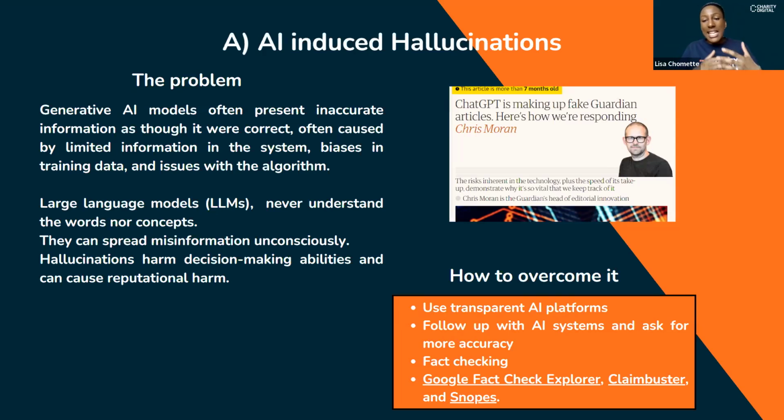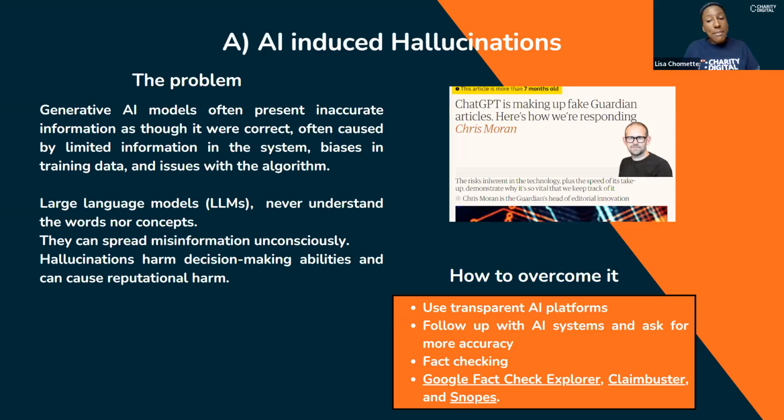So it can harm decision making and cause reputational harm. And we'll see later on in the presentation that it can really cause harm to charities. So the first step is to use transparent AI platforms that can boast diverse and representative training data, and that will minimize the potential for inaccuracy.